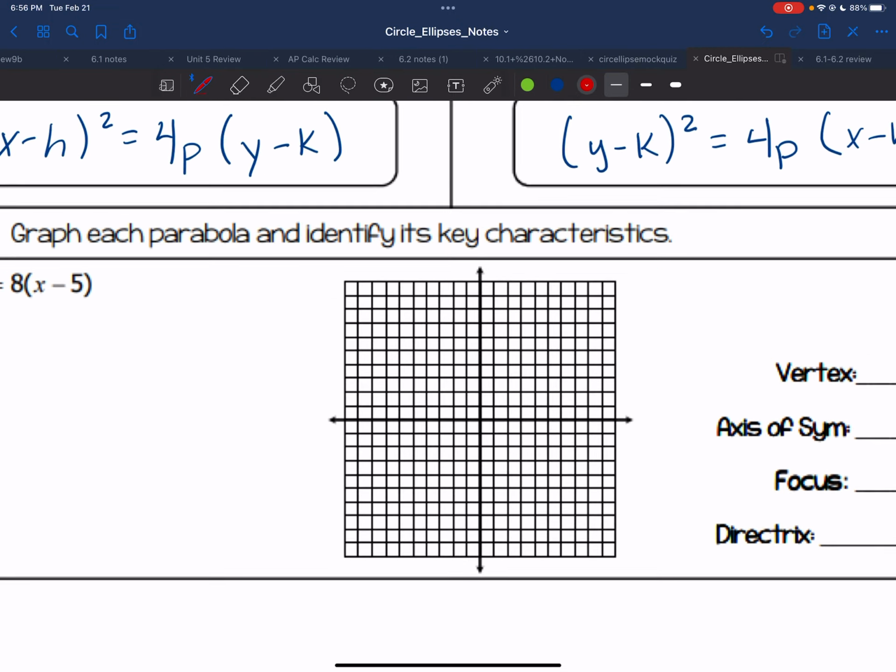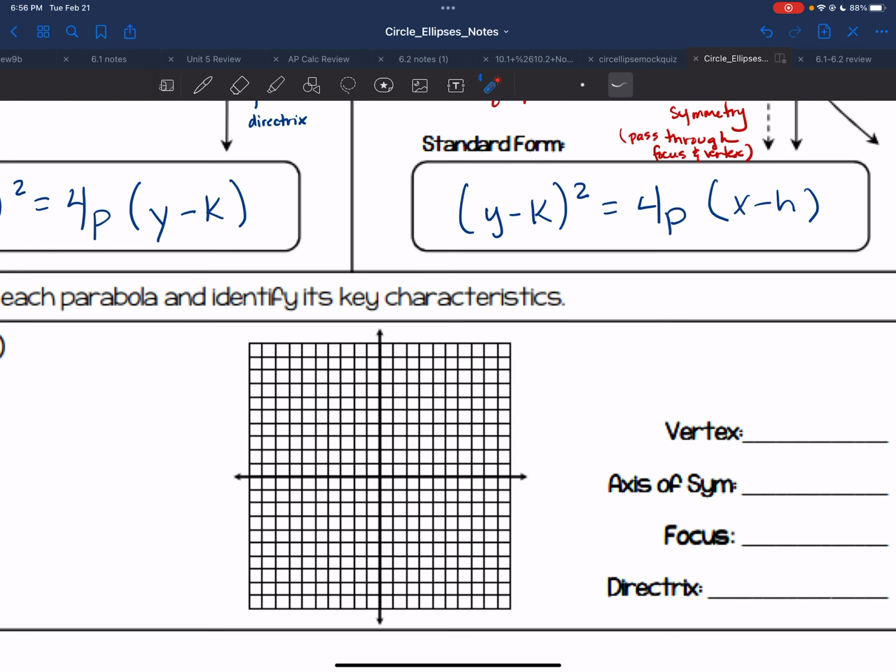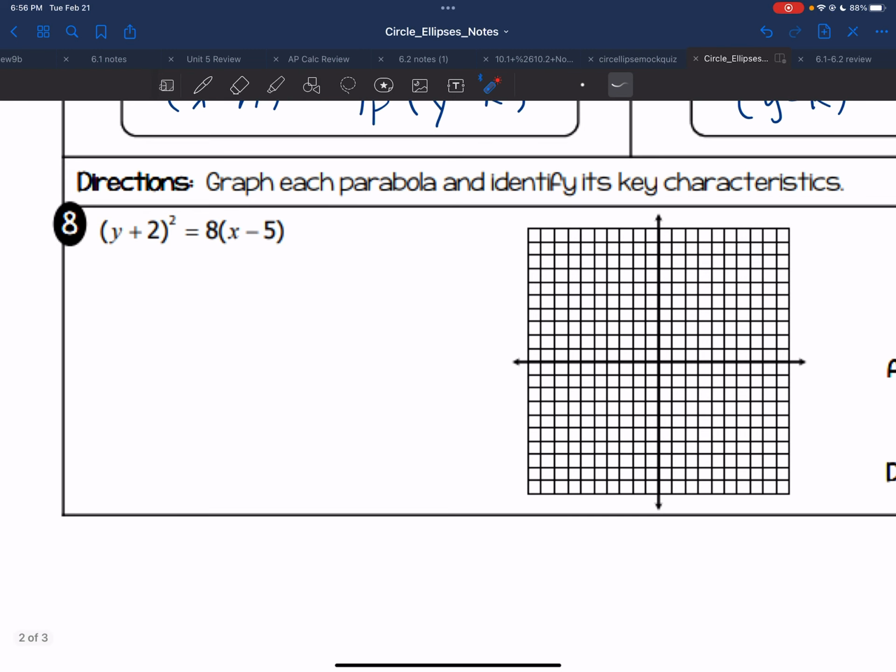So in this one, it looks like it is the y that's getting squared. So if it's the y that's getting squared, I know it's either going to face left or right. If it's x, it would be up or down. So I'm going to immediately look to this. That is my 4p, right? So when I have that equation here, this value right here is my 4p. Now the sign on that 4p tells me whether or not it's facing left or right. Remember I said if it's facing to the right, that's positive. If it's facing to the left, it's negative.